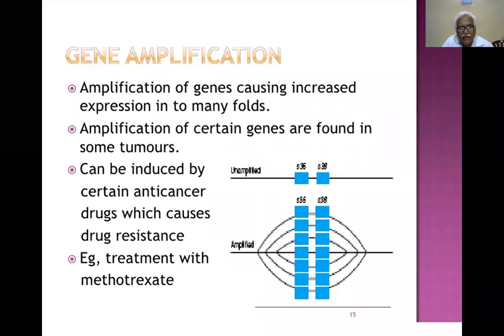Then gene amplification. Amplification of genes causes increased expression many-fold. Amplification of certain genes is found in some tumors. It can be induced by certain anti-cancer drugs also. That causes drug resistance, like treatment with methotrexate. Methotrexate is known to be a good anti-cancer agent, but sometimes if you use it for a prolonged time, it will cause resistance.